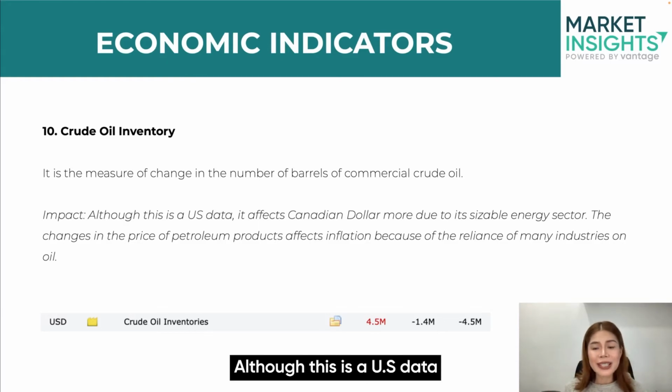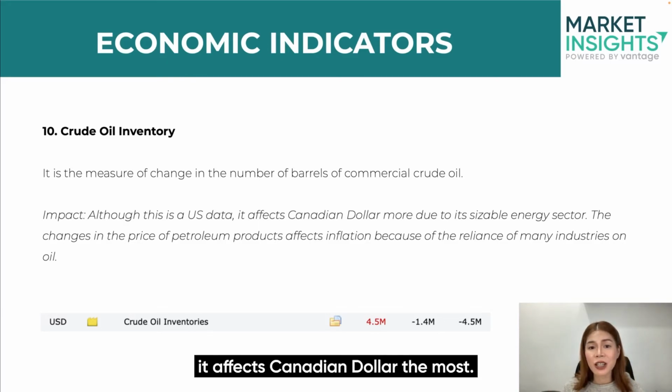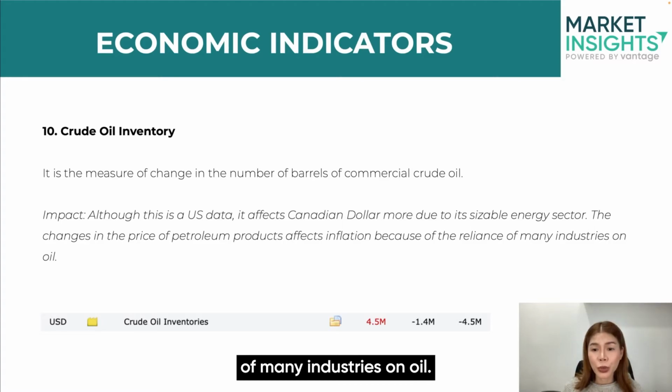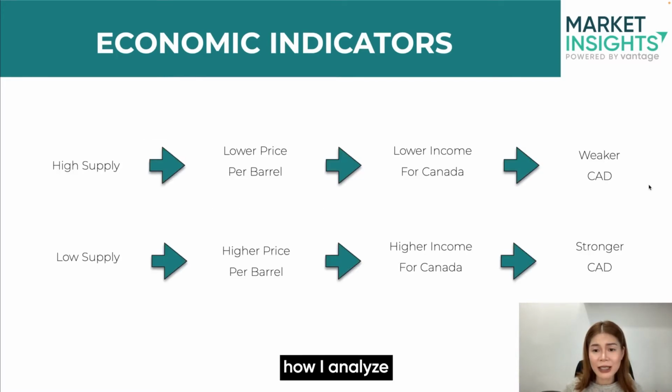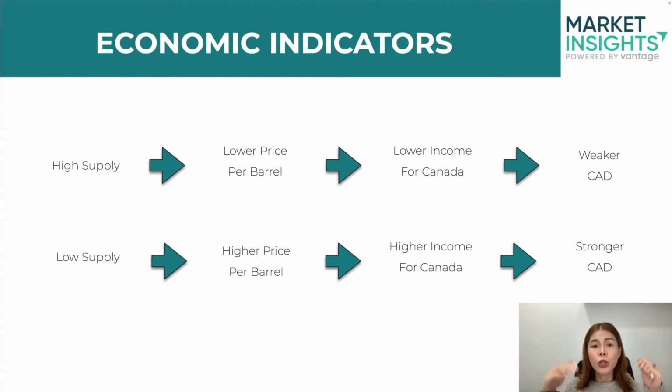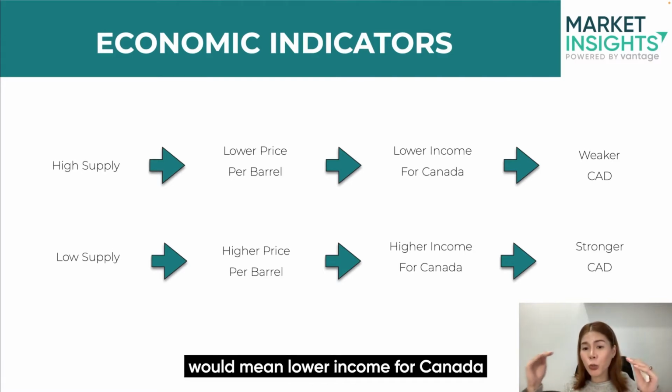Impact. Although this is a US data, it affects the Canadian dollar the most because Canada has a huge energy sector. The changes in the prices of petroleum products affect inflation because of the reliance of many industries on oil. So previously, before all of this inflation fiasco happened, this is how I analyzed crude oil. High supply equals lower price per barrel. There's so much oil out there. The price would be lower. Lower price per barrel would mean lower income for Canada.